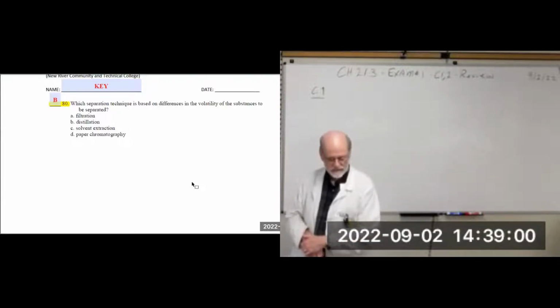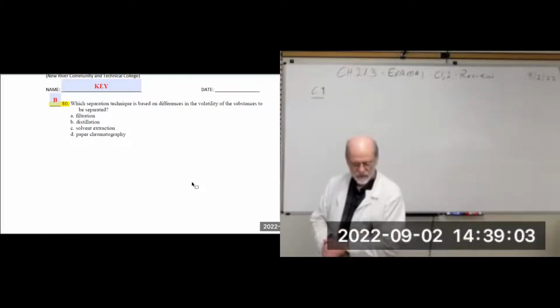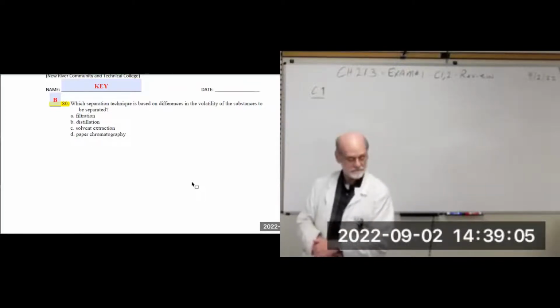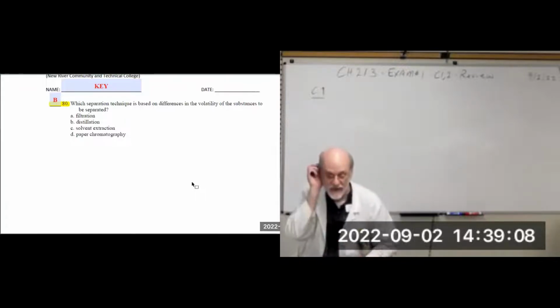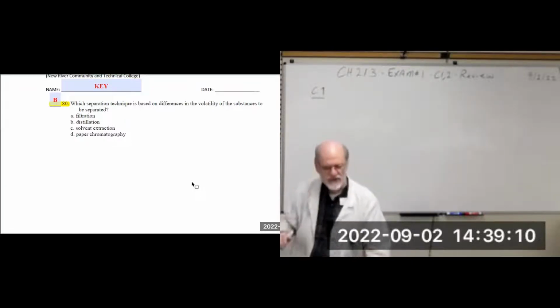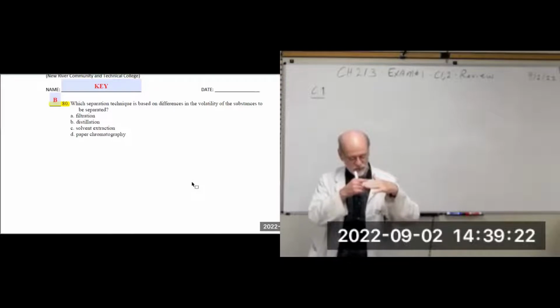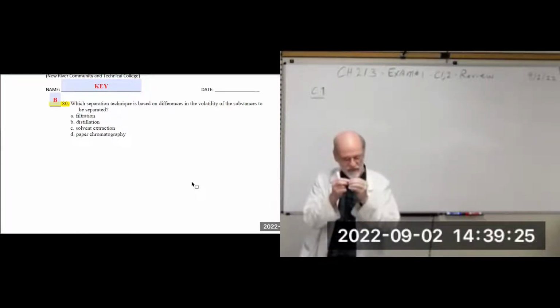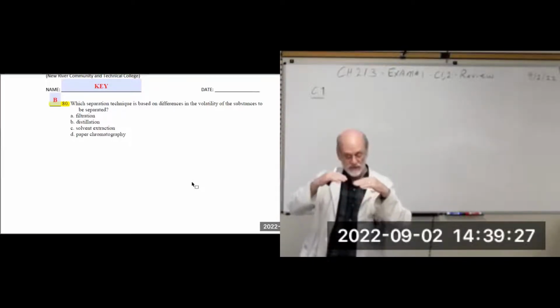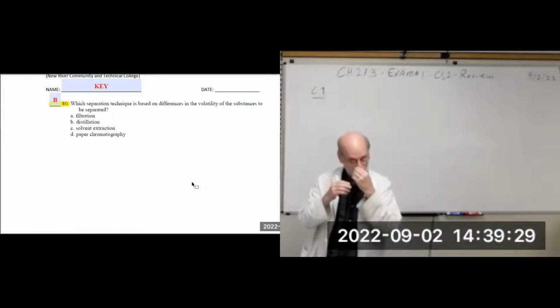What about the others? Filtration. What is that separation based upon? I'm sorry? Filtration. You can have a solid in a liquid and separate them, but they're based upon particle size because the filter medium has pores in it. And if the pores are very, very small, then you can retain much smaller particles. If they're very big, then you can only retain large particles. That's filtration.